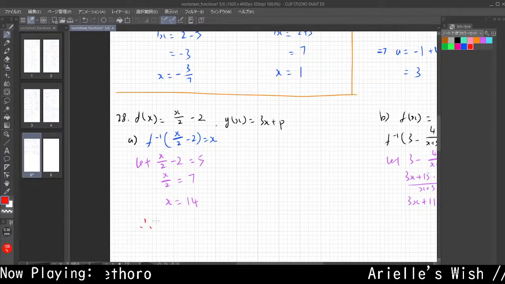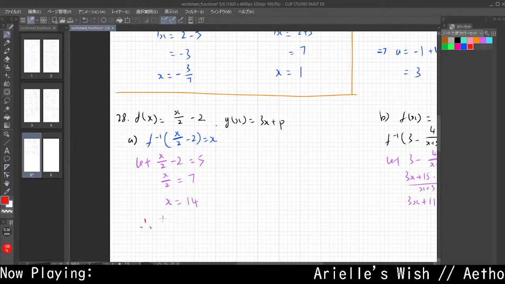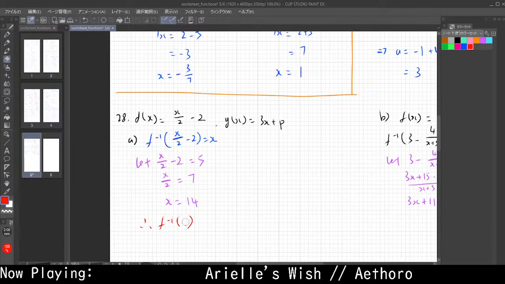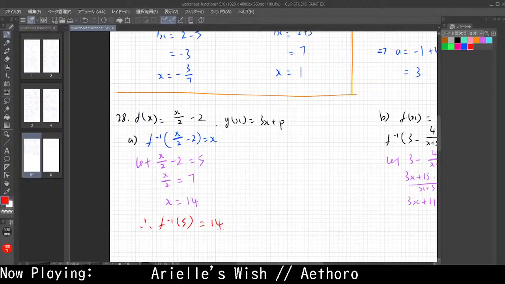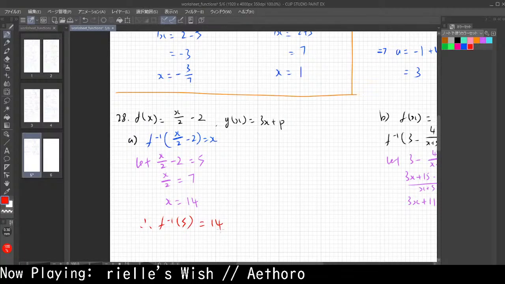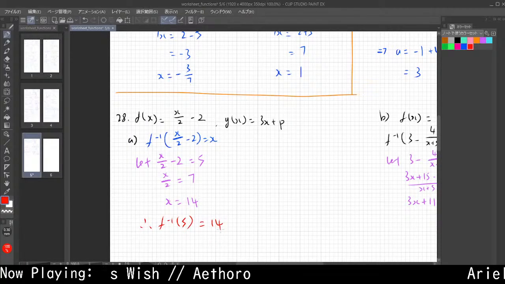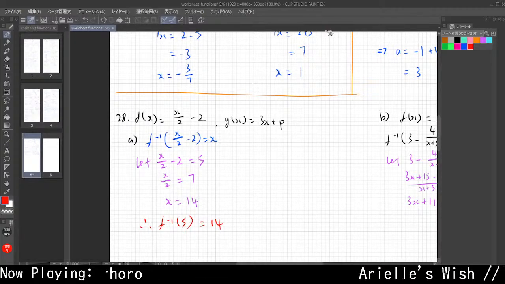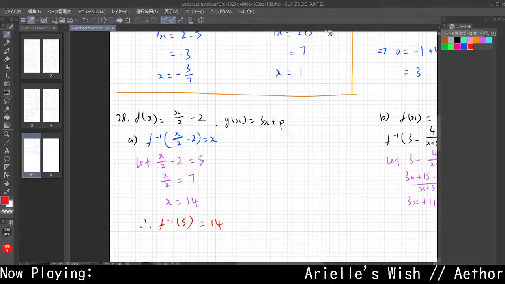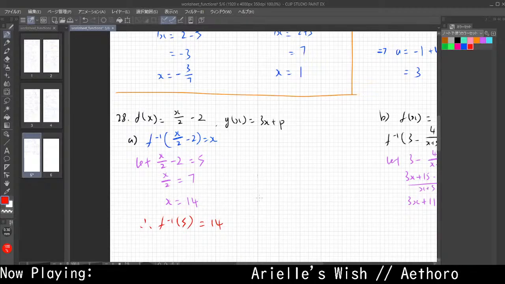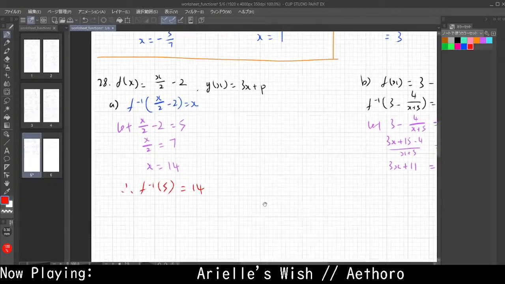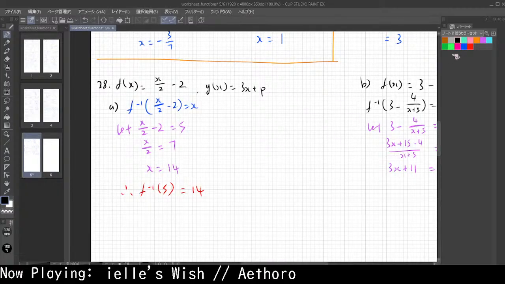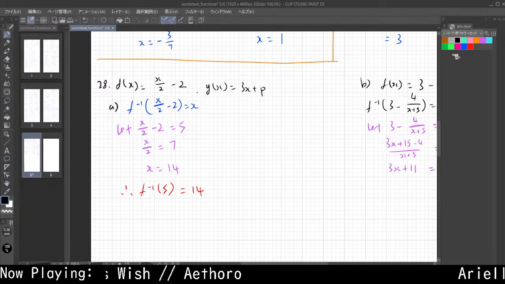Therefore f inverse 5 equals 14. That's all. Okay, next we have b. b asks for the value of p if f inverse g(x) equals 6x plus 6.